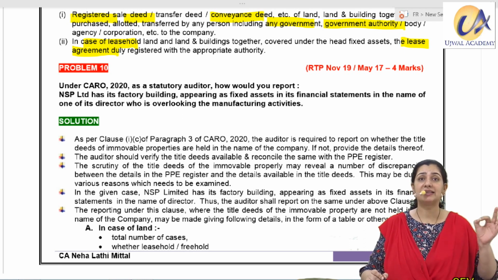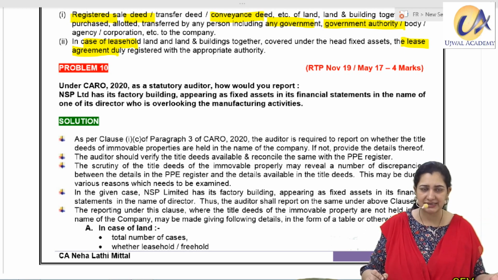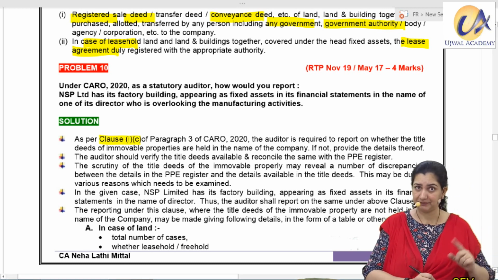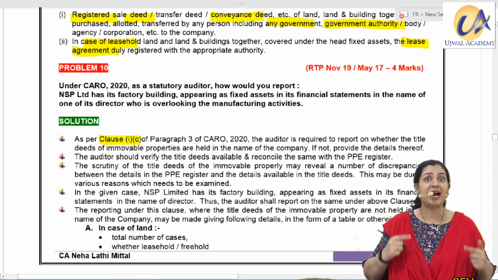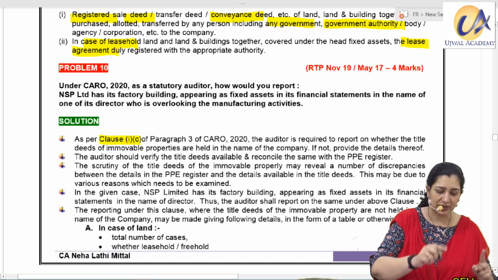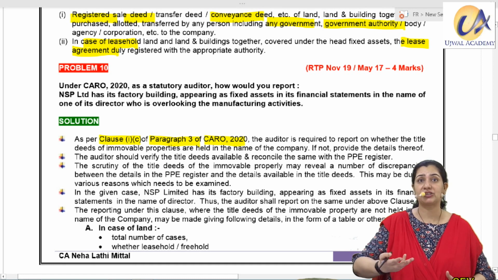Are the title deeds in the name of the company? If not, you have to give the details. So it's a very clear case. As per clause 1C, PPE, RPT we had got in that, right? RPT, RB, 5 points. So T, this is the title deed point. So clause 1C, para 3 of Caro 2020. This is how you can mention it.